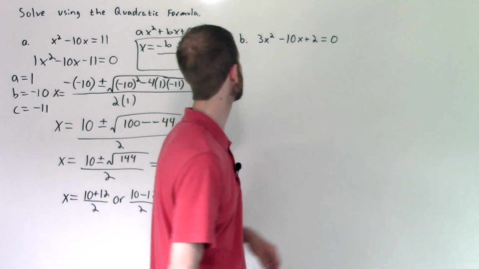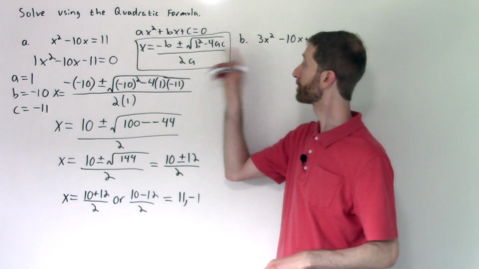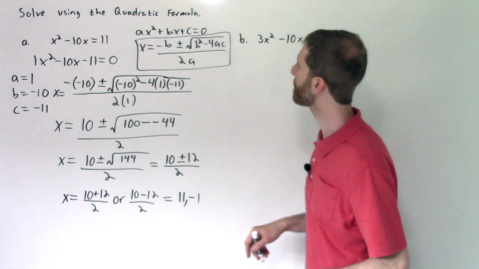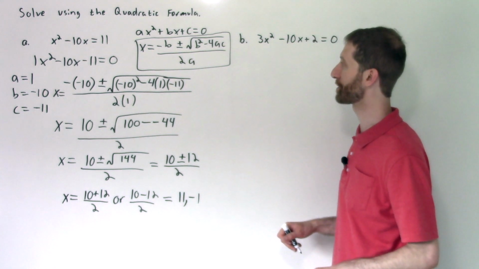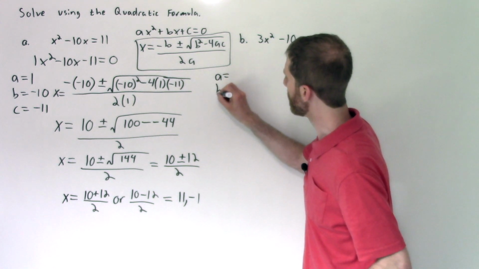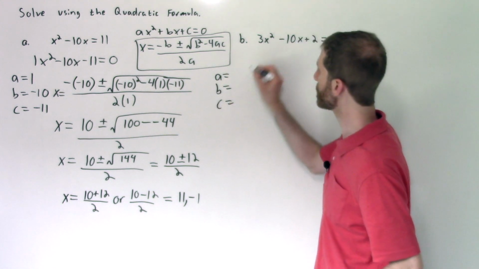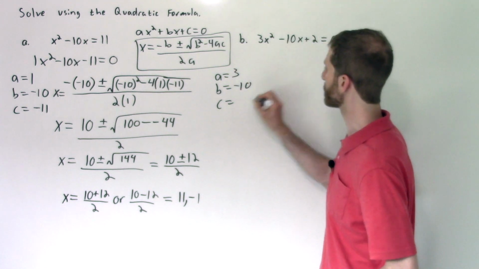It's already set equal to 0. I am going to use this formula right here. I'm going to set up everything facing this way, and then I'm going to flip over when I start simplifying everything. So we've got A, B, and C. In this case, A is equal to 3, B is negative 10, and C is positive 2.